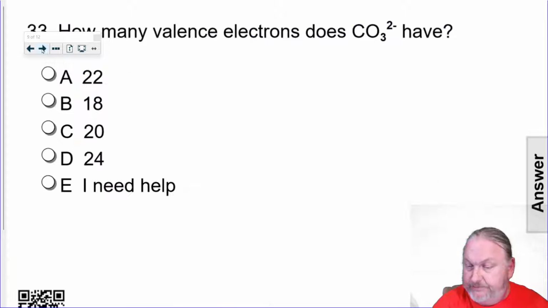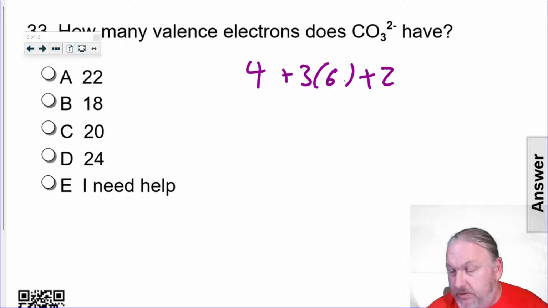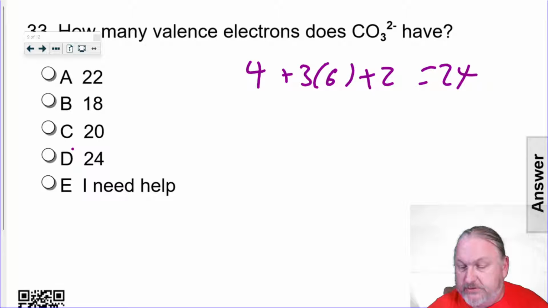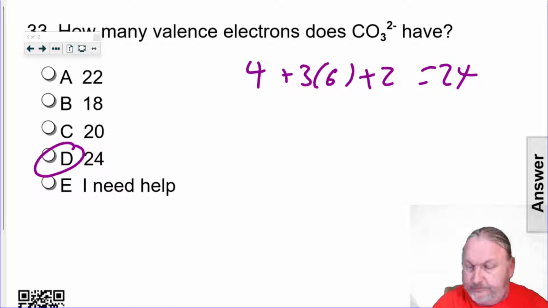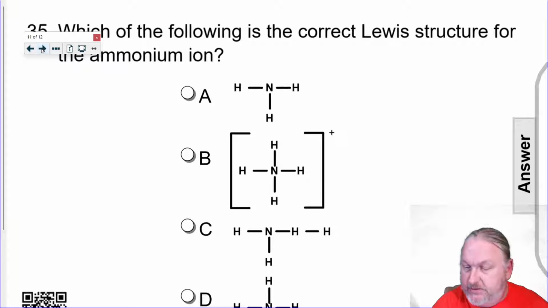So we can ask this, how many valence electrons does carbonate have? Carbon's got 4. There's 3 oxygens, 3 times 6, plus 2. So 4 plus 18 plus 2, that's going to be 24 valence electrons. And we did the hydronium, that's going to have 8 valence electrons.